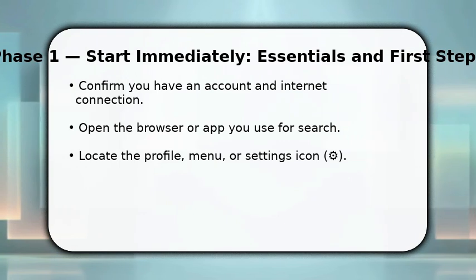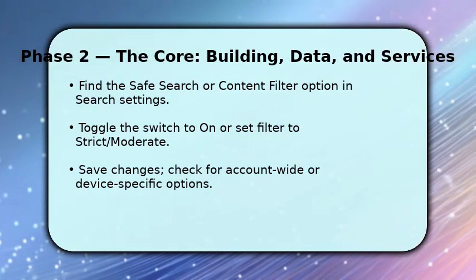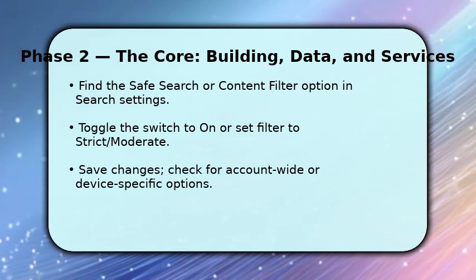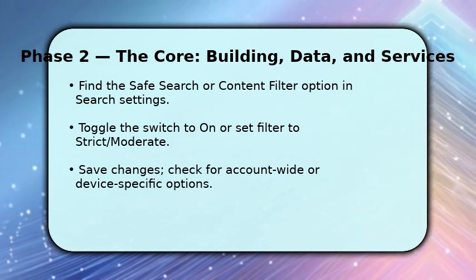You'll see a Safe Search toggle or a content filter with levels like Off, Moderate, or Strict. Choose the level that fits your needs. Toggle it on or pick Strict to block explicit content more aggressively. Make sure to hit Save or Apply.